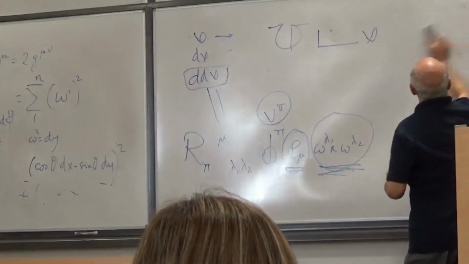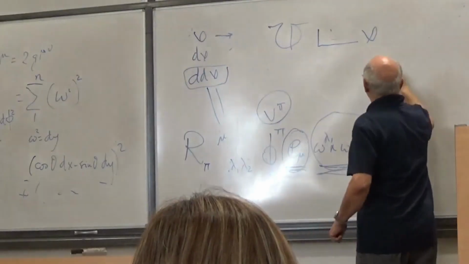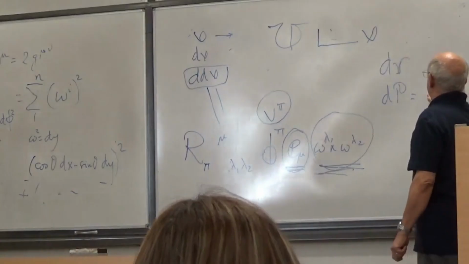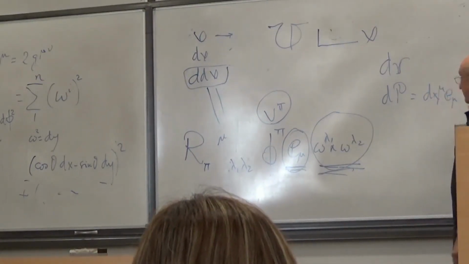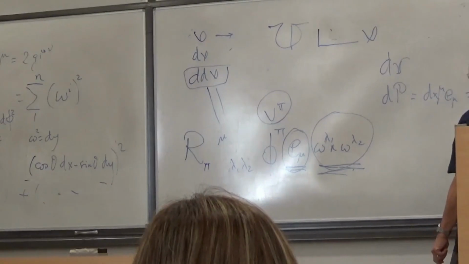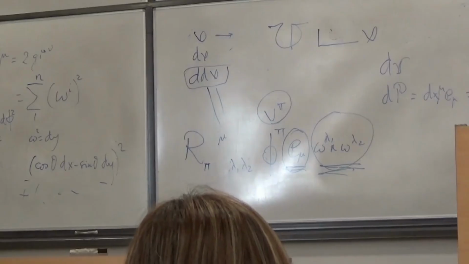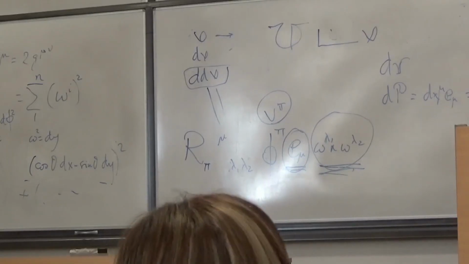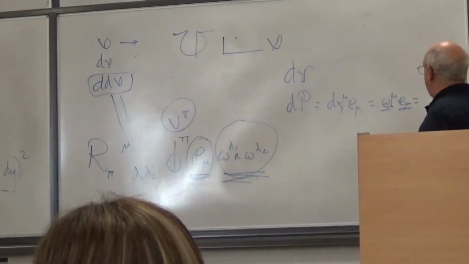In the literature, dr or dx mu sometimes are called, I don't like that. I prefer to write it as a vector value. Because of this, it will be vector valued, and because of this, it will be a differential one form, so that is a vector valued differential one form.